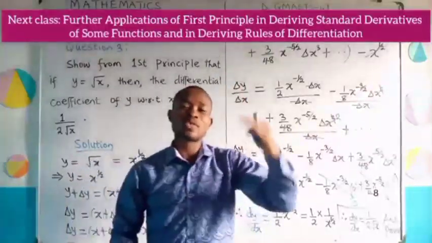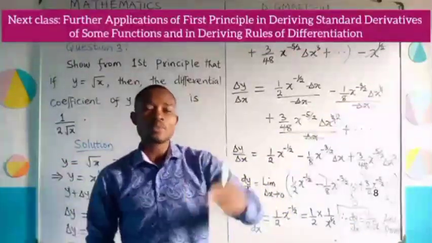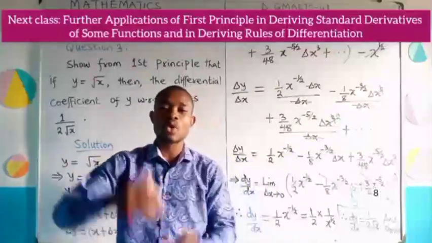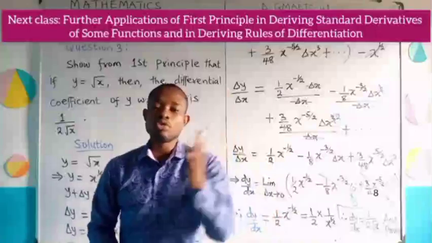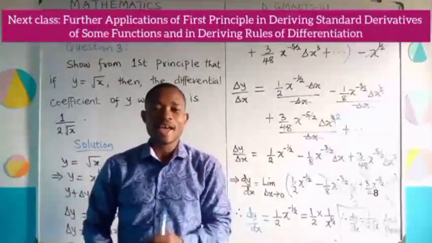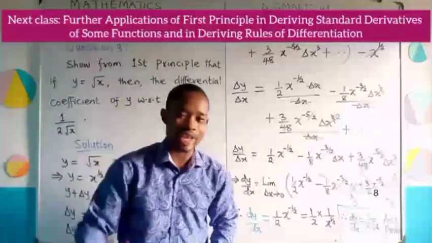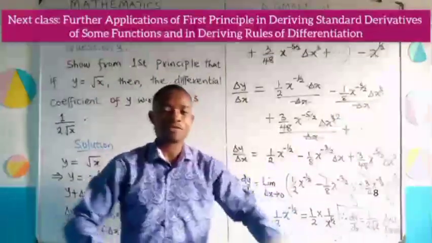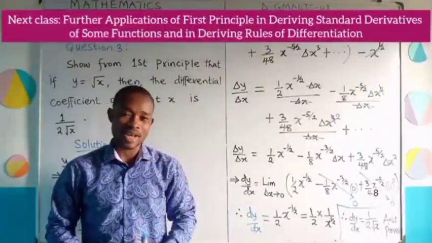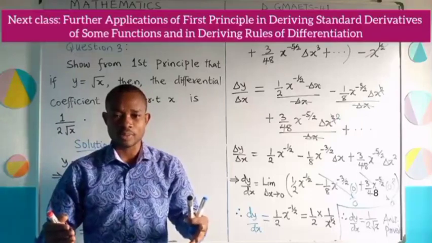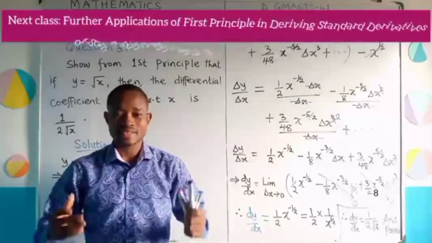If you are given y to be equal to sine x, dy dx will be equal to cos x. If you are given y to be equal to cos x, dy dx will be equal to minus sine x. If you are given y to be equal to u times v, dy dx will be solved using the product rule, which is u dv dx plus v du dx, and also that of the quotient rule. So that is what we are going to be looking at in our next class. How to use the first principle to derive some of these important formulas, standard derivatives.